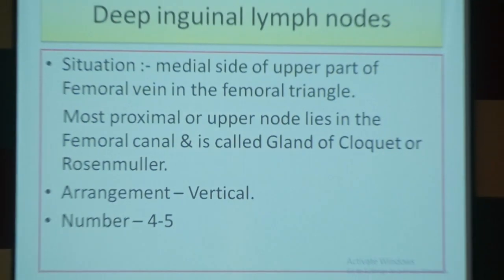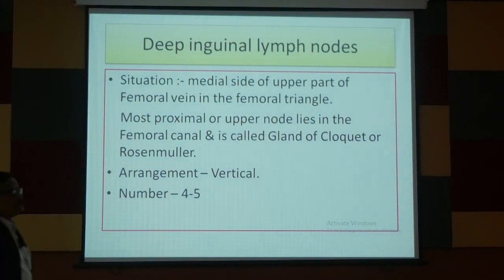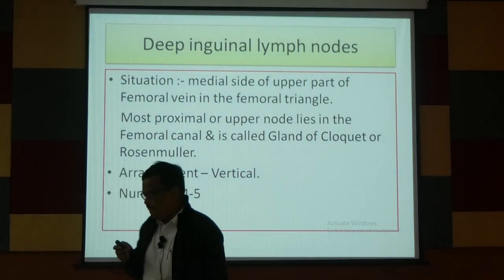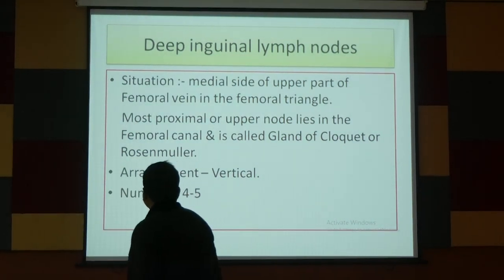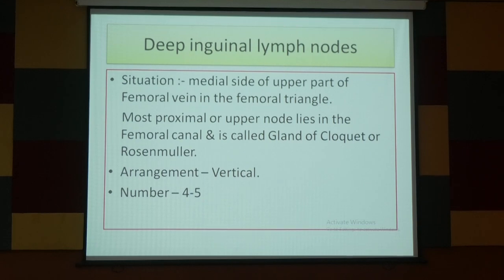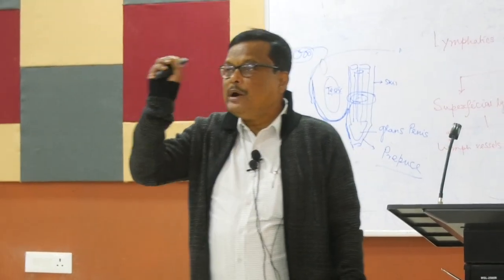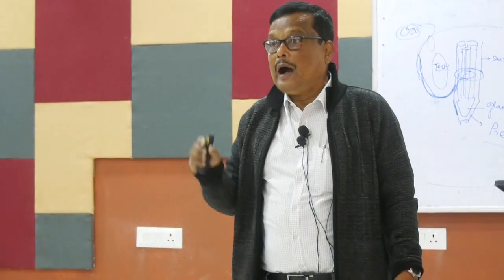Now the deep lymph nodes, I will finish in 5 minutes. Deep inguinal lymph nodes lie on the medial side of the upper part of the femoral vein. The most proximal or upper node lies in the femoral canal. You will read the femoral sheath, and then you will know what the femoral canal is, okay? And it has a name, glands of Rosenmuller or glands of Cloquet.